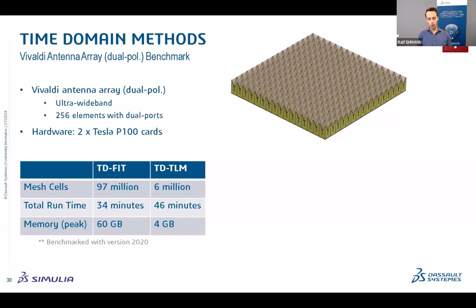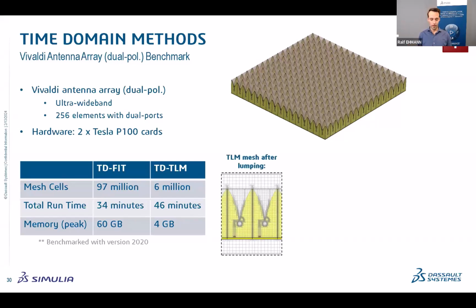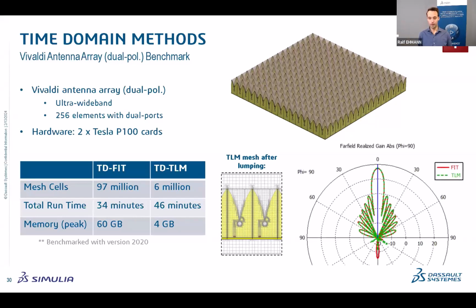Nevertheless, you can see how this compares with TLM, where, of course, we are doing lumping, which I already mentioned. So you can see the mesh cells are a lot less. You're talking about 6 million mesh cells, and the memory requirement is only about 4 gigabytes. This does, however, take a bit longer, 46 minutes, but still you get the results and they look very good. You can see when you compare just one cut here, side lobe levels, everything are fairly spot on.